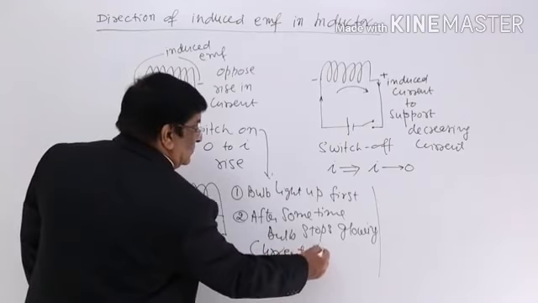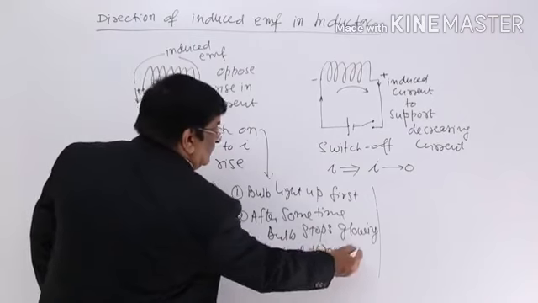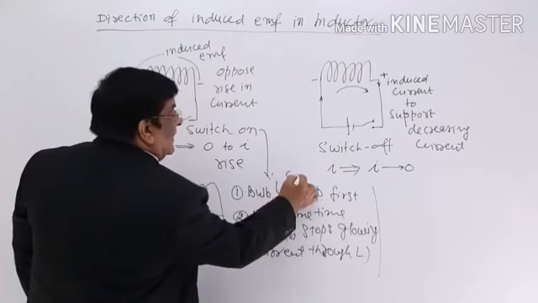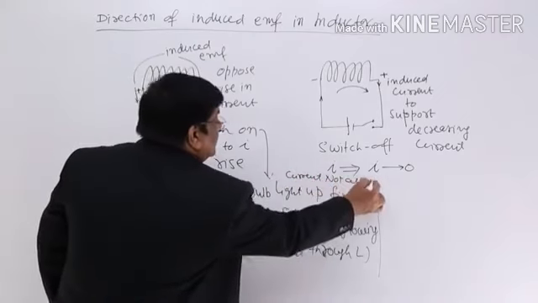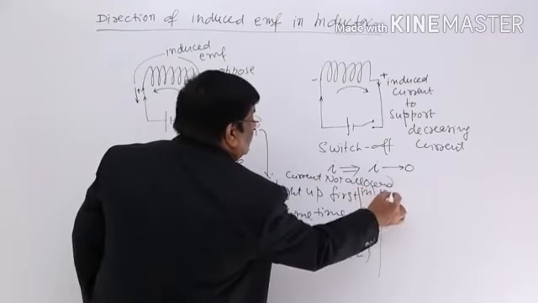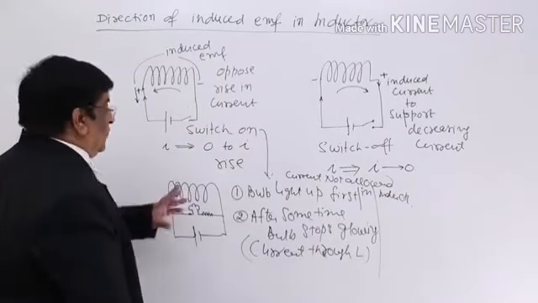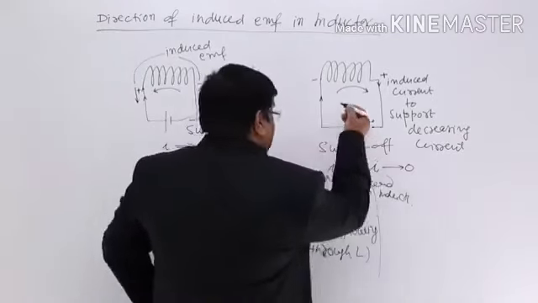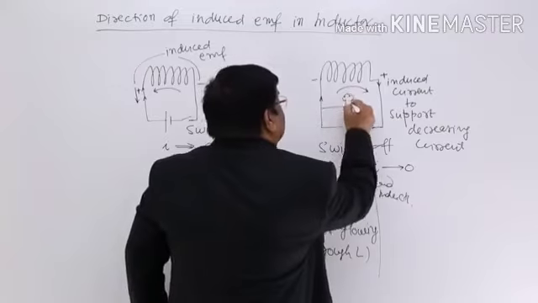Current through inductor. Here current not allowed in inductor. Okay, so this is the case. Now we come to the second case. Here is a bulb. I put it here. Please understand that this is the bulb.